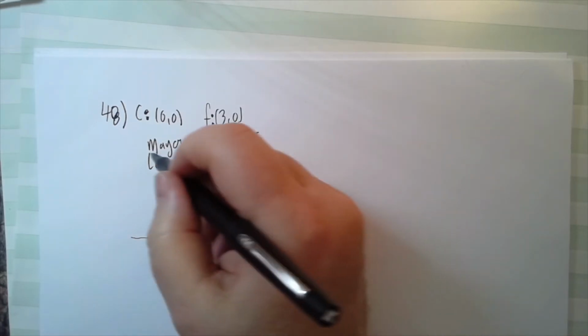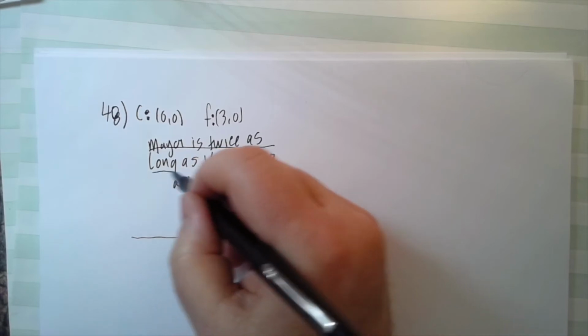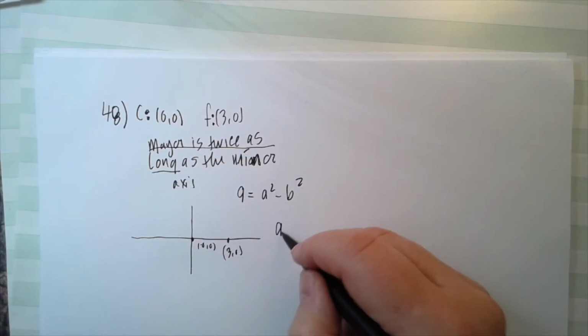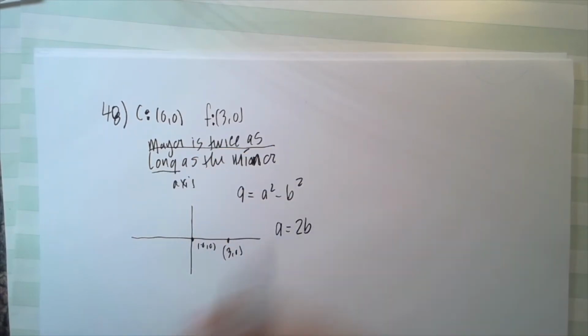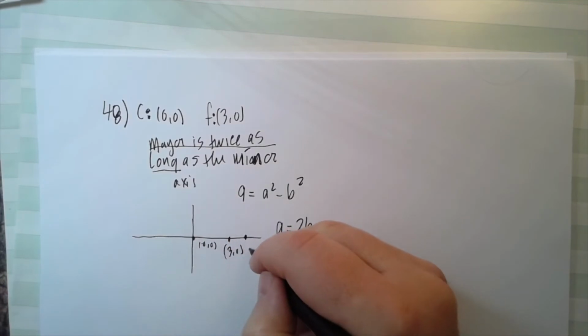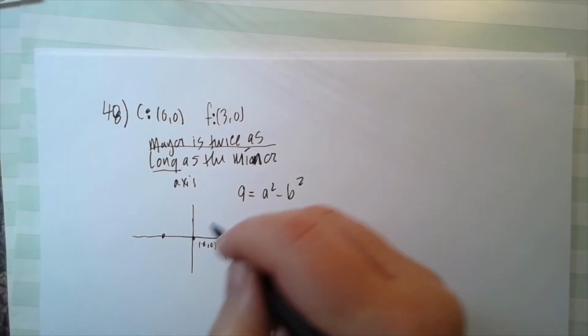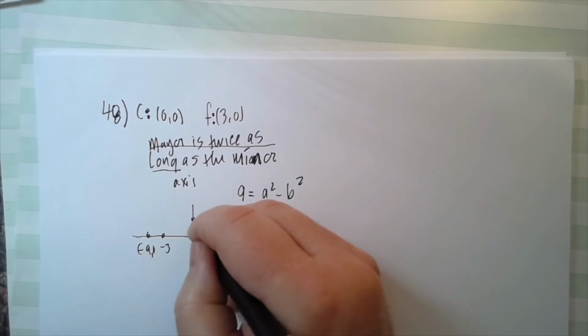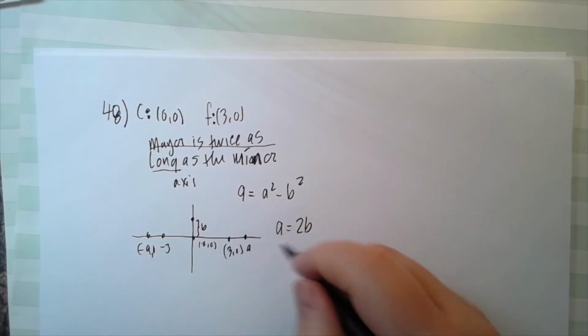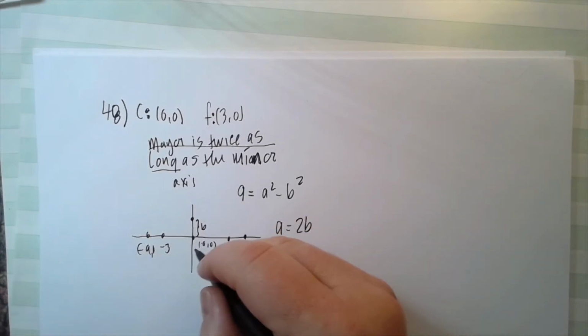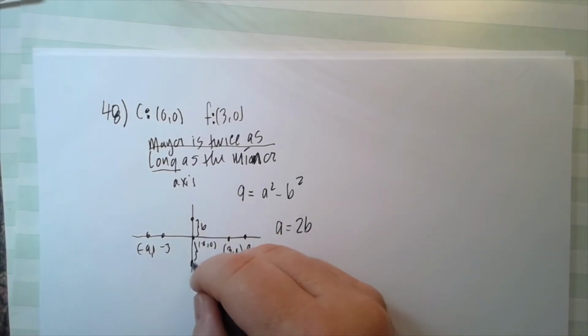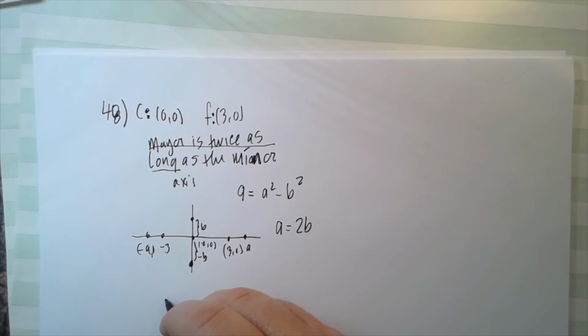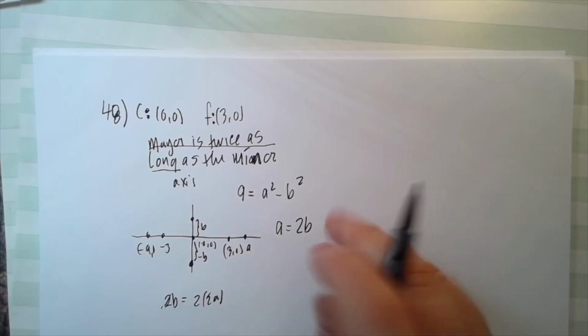Now, the major axis is twice as long as the minor axis. So that would mean that a is equal to 2b. So this would have to be a. Here's minus 3, and here's minus a, going in that direction. And this distance is b. If the whole distance is twice as long, because really that's what we're talking about, the minor axis, then 2a is equal to 2 times 2b. Notice then I just divide out these extra 2s and I still get that.